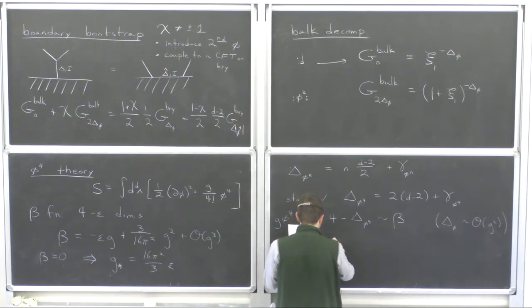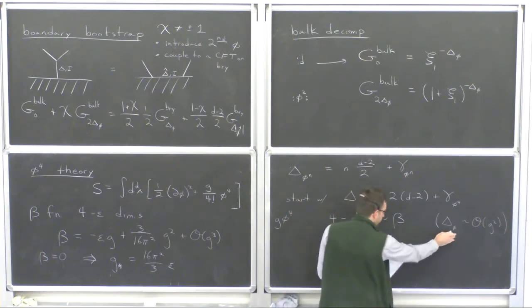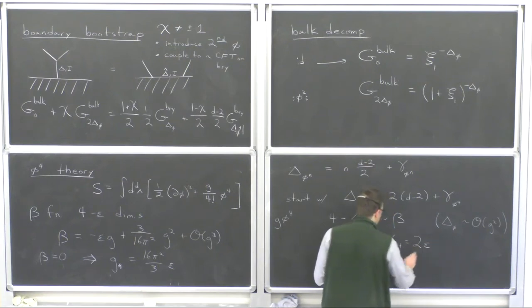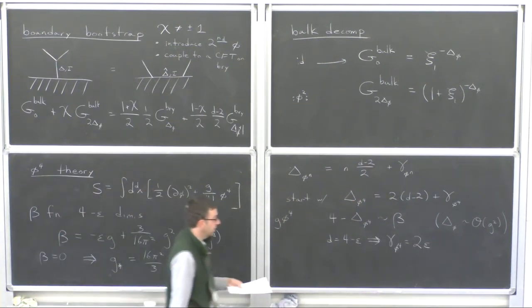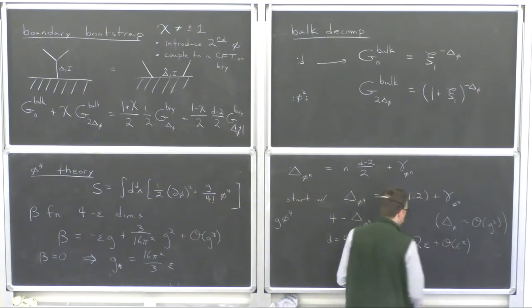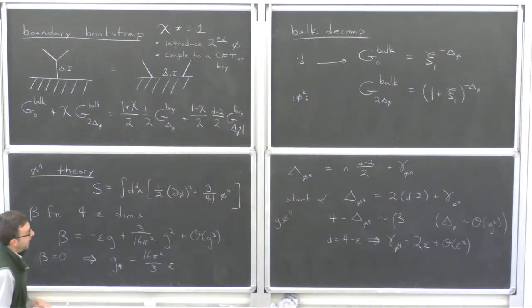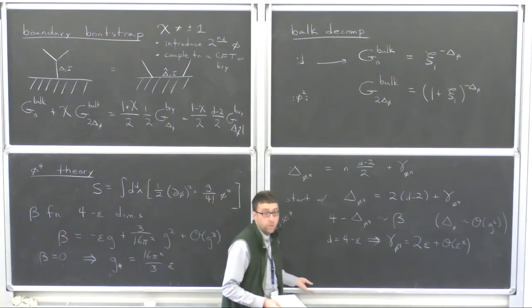And so if d is 4 minus epsilon, and we'll be able to check this a little bit later on anyway, then that implies that gamma phi 4 is 2 epsilon, which is indeed the right answer to order epsilon squared. I'm not going to compute any higher order. That would be too much work. And now I claim if I know that, I actually know all of these as well to order epsilon squared.